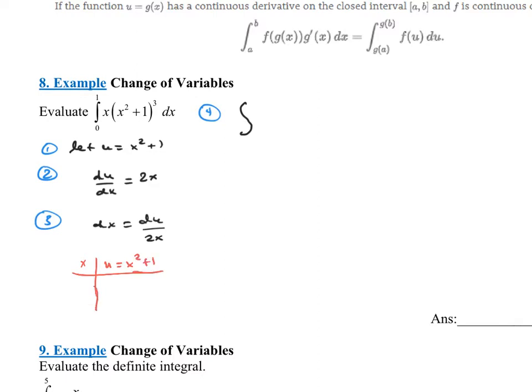So we need to look at our limits of integration. Our upper limit of integration was 1. So u would be 1 squared plus 1, which is 2. Our lower limit of integration would be 0. So that would be 0 squared plus 1, which is 1. So our 2 limits of integration, if we changed our limits of integration, would now be 1 and 2 instead of 0 and 1. So it's very, very important when you use definite integrals: you must change the limits of integration.